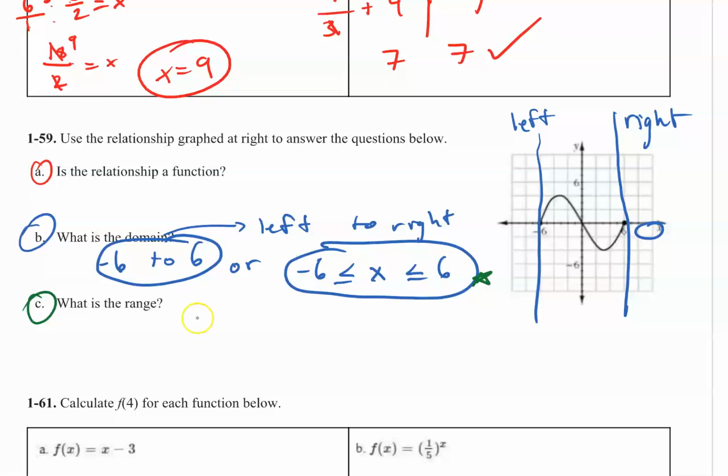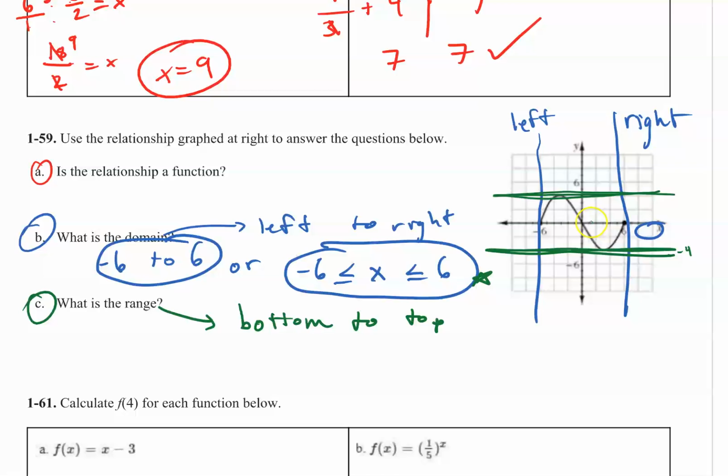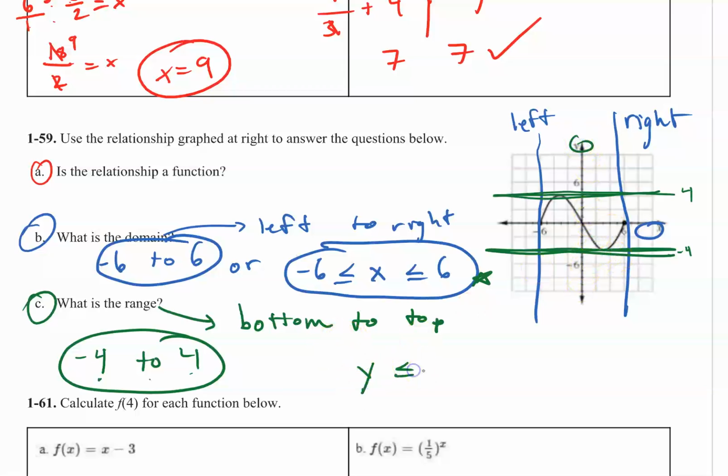Now let's do range. And range is going to be how low does it go on the bottom? How high does it go on the top? So if you draw a line on the bottom, that's going to be hitting the y-axis at -4. And if you draw a line along the top, that's as high as it goes, 4. So the range is -4 to 4. How low does it go to how high does it go? And then again, if you like the advanced notation, since up and down is along the y-axis, you can do it with inequalities, but that's totally optional.